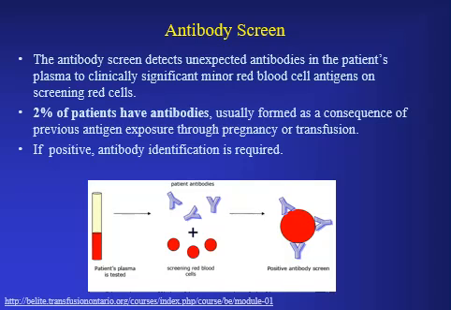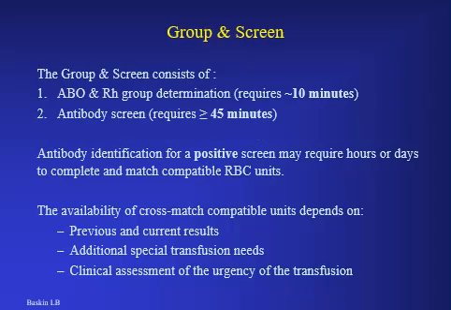Now, the diagram at the bottom illustrates the procedure of mixing the patient's plasma with screening red cells. This usually consists of a panel of about 3 different cells in order to detect these clinically significant antibodies. Now, the group and screen consists of an ABO and Rh blood group determination, and this requires about 10 minutes, and then an antibody screen that may require around 45 minutes. So in general, blood could be available in approximately an hour for most patients.